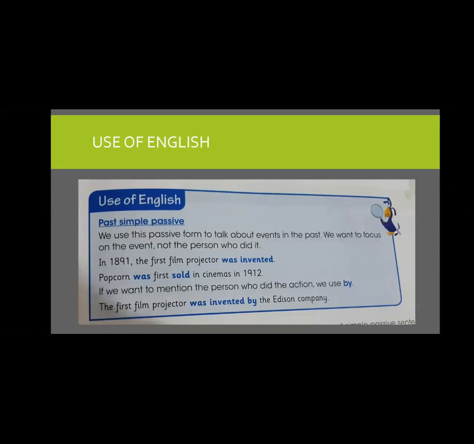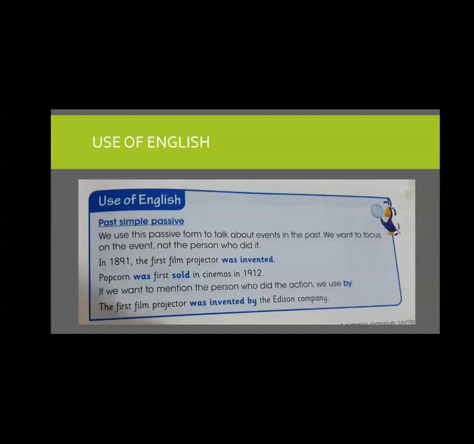As the example is shown on your screen, in 1891, the first film projector was invented. So, ये पैसिव वॉइस है. जब आप पैसिव वॉइस यूज करते हैं, you need to use the third form of verb with was and verb. With was and verb आपको third form of verb use करनी है whenever you are focusing on the passive voice. Keep it clear in your mind. Popcorn was first sold. Sold is the third form, in the cinema in 1912.